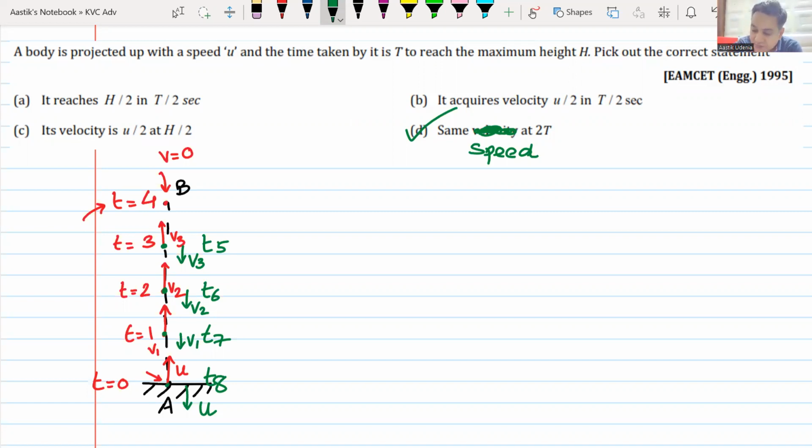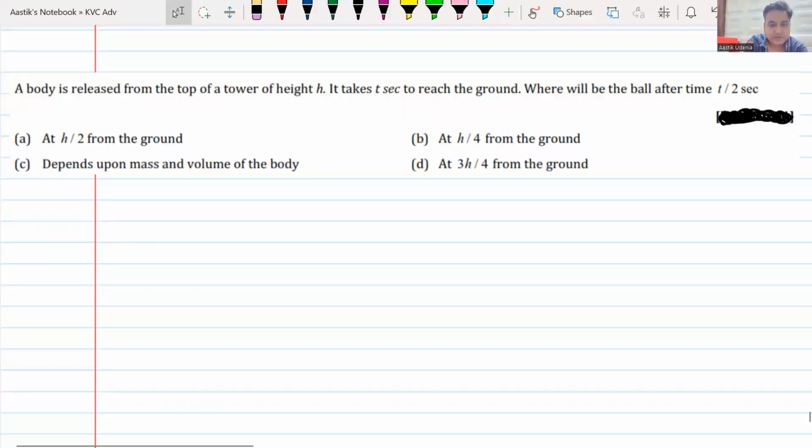Okay, that takes us to this question. Last, or probably the second last question for today's class. And it comes on your screen now. A body is released from the top of a tower of height h. It takes t seconds to reach the ground. It's released from the top of a tower. Where will the ball be after t by 2 seconds? I give you 2 minutes to solve this.